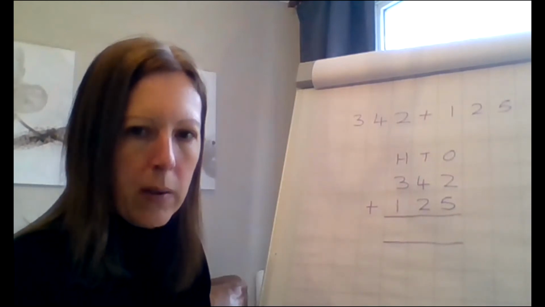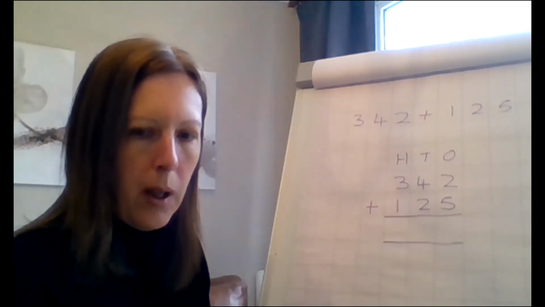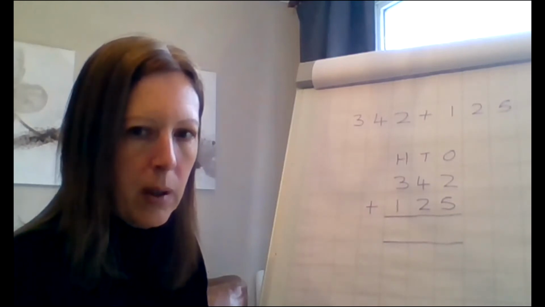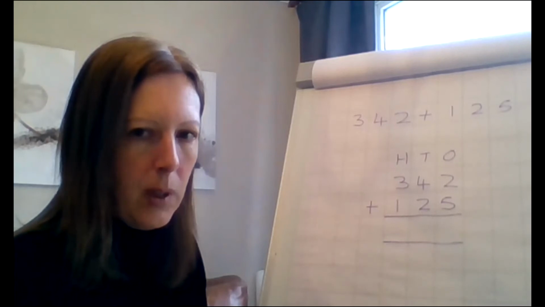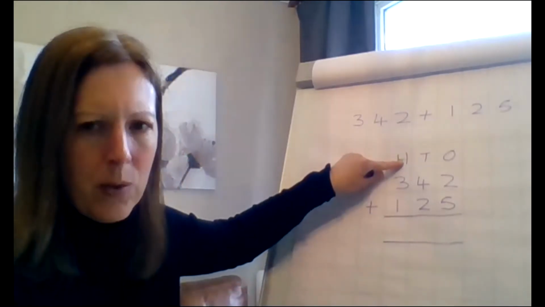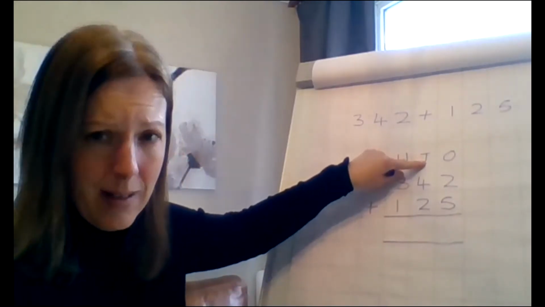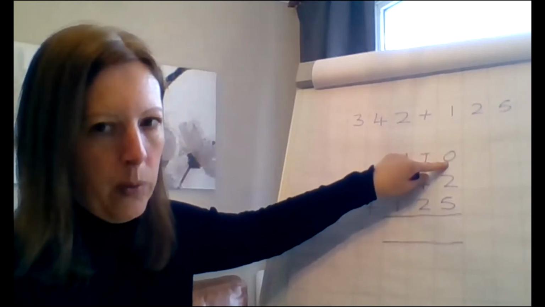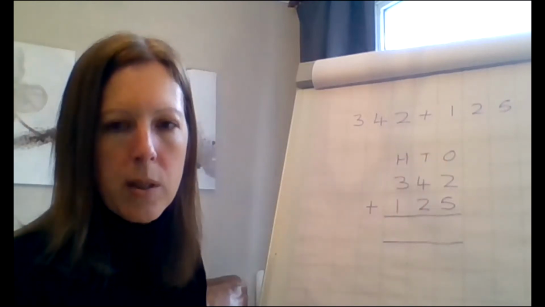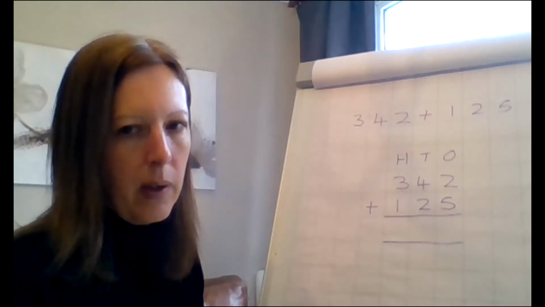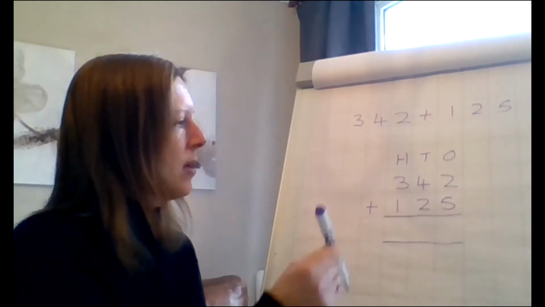Now, there's a rule about this, isn't there? I wonder if you can remember the rule about which column we add up first when we are doing our column addition. Can you remember which it is? Do I start with my hundreds? Start with my tens? Do I start with my ones? Which column do we start with first? Yes, well remembered. It's the ones column that we start with.